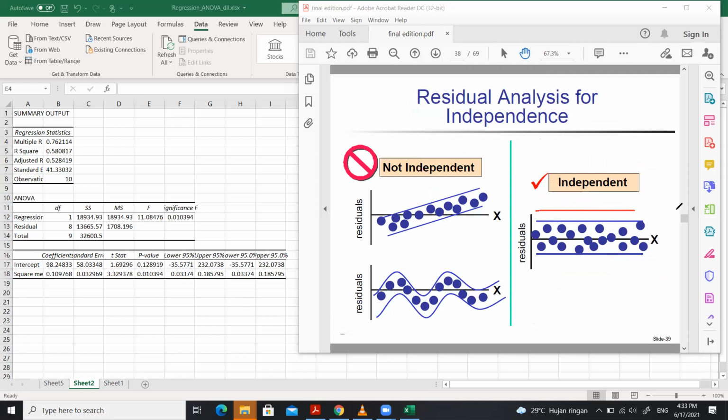You can see here, this is a pattern where we have independent residuals, or an independent error, since the data is spread something like this, not like this or not like this.